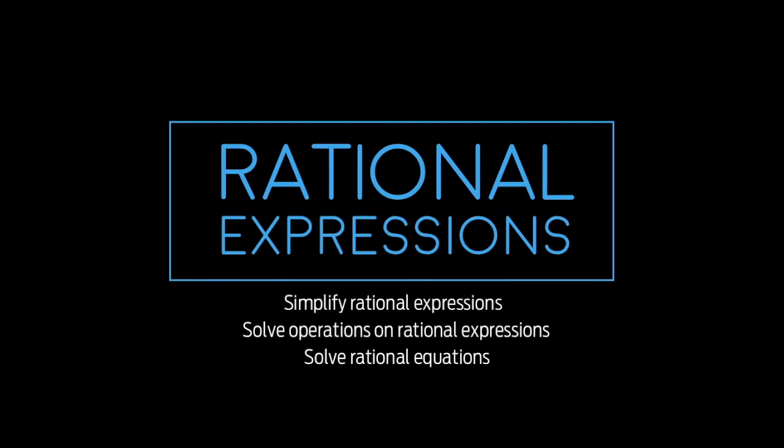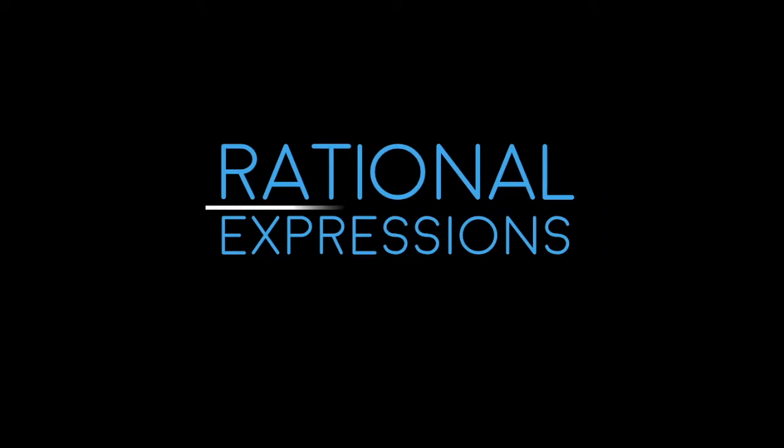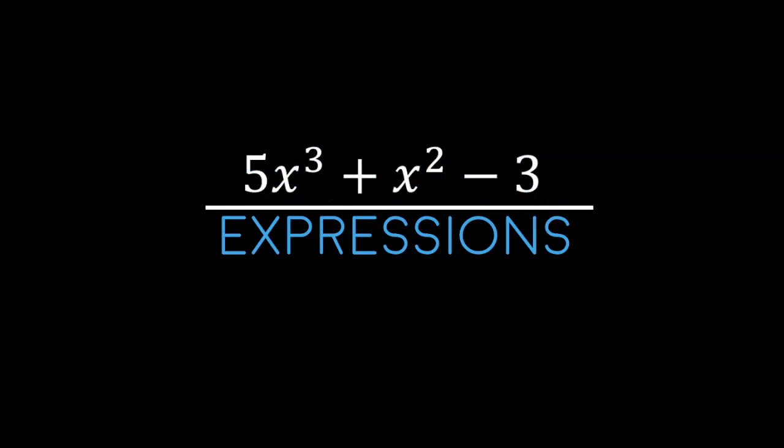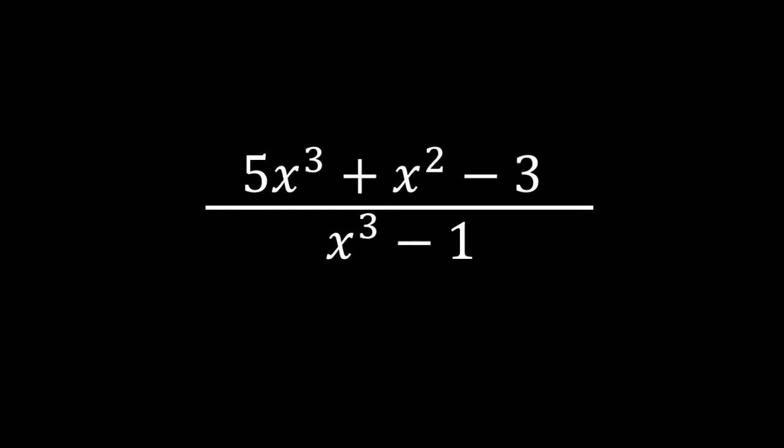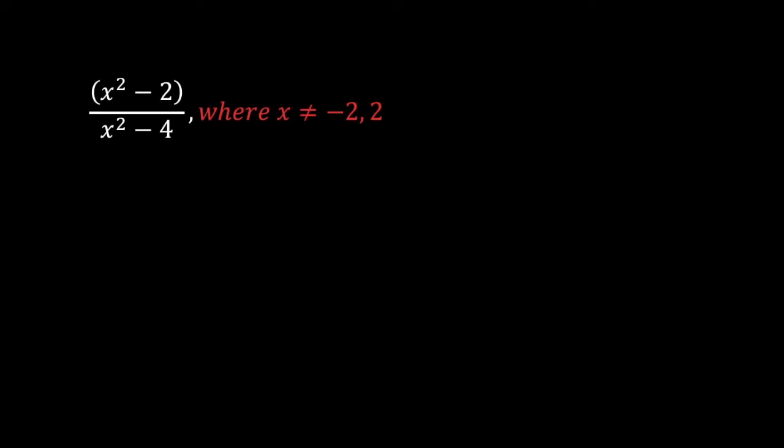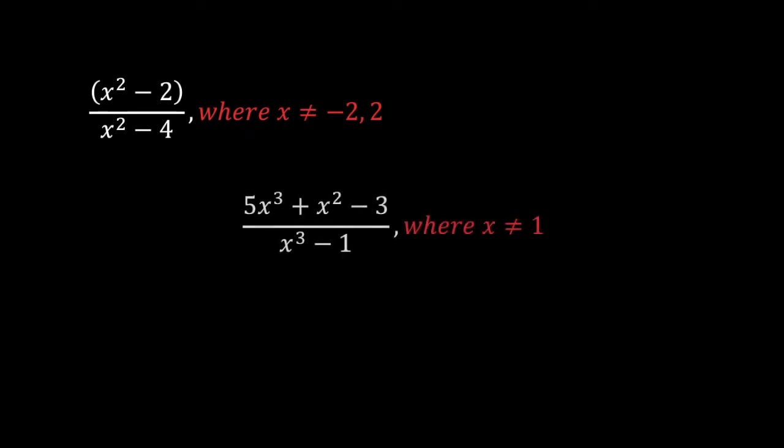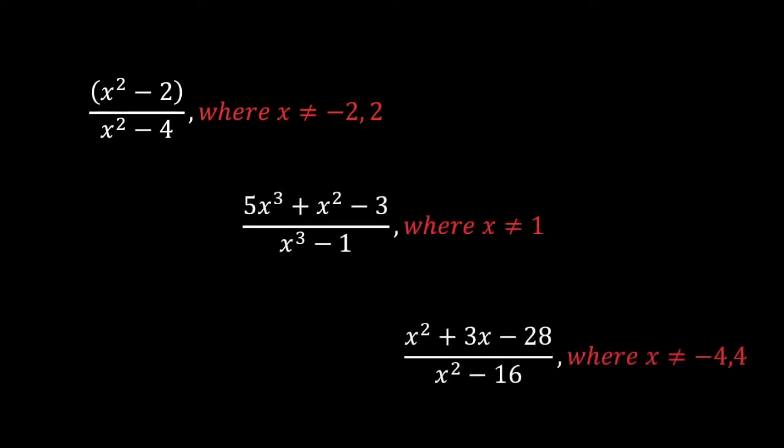Let's jump right in and define rational expressions. Rational expressions are fractional expressions where the numerator and/or the denominator are polynomials. Most of the time, there are restrictions on the solution set of a rational expression. In this example, for instance, x cannot be equal to 1. Otherwise, we end up with an undefined expression. Here are several examples of rational expressions and the number that could not be part of their solution set.